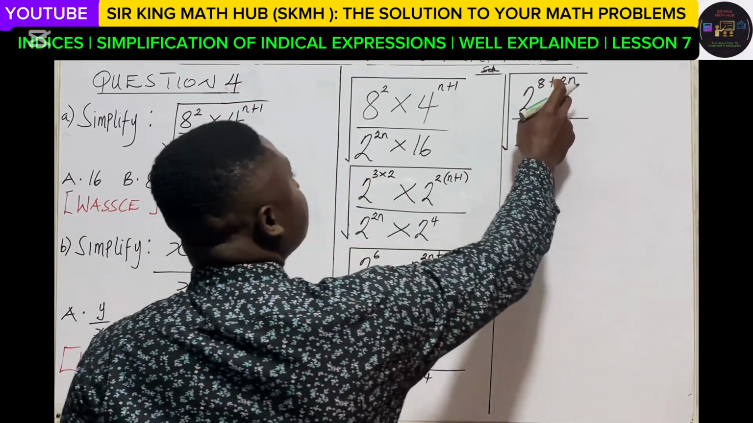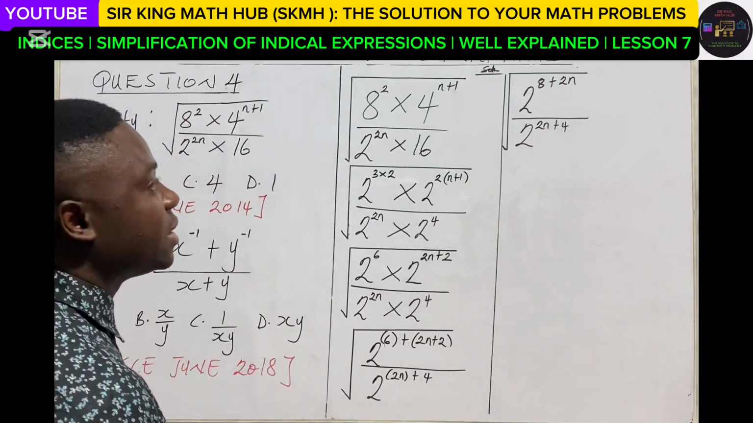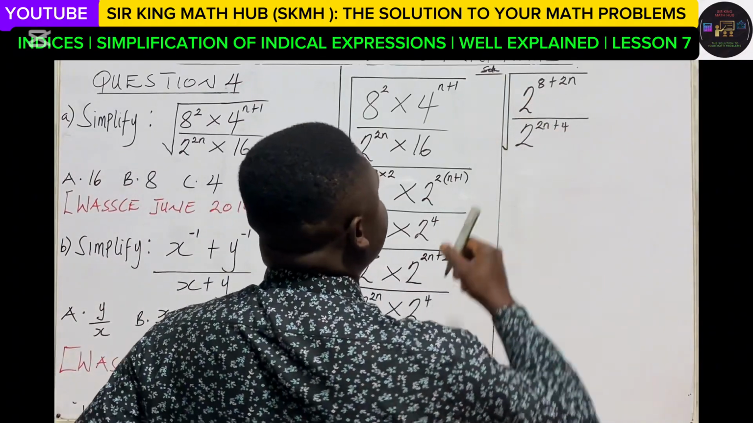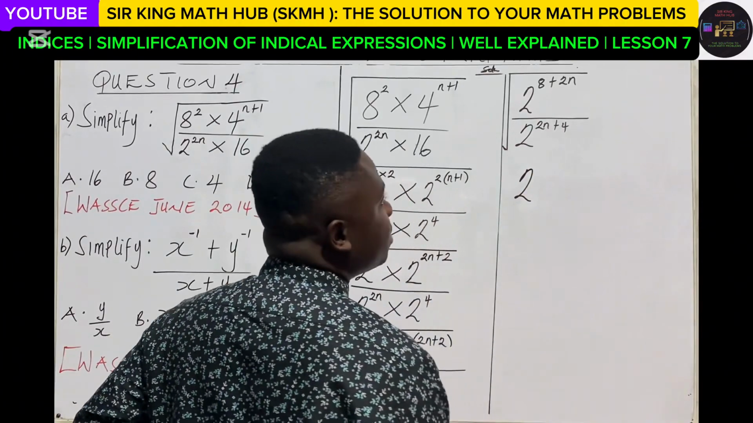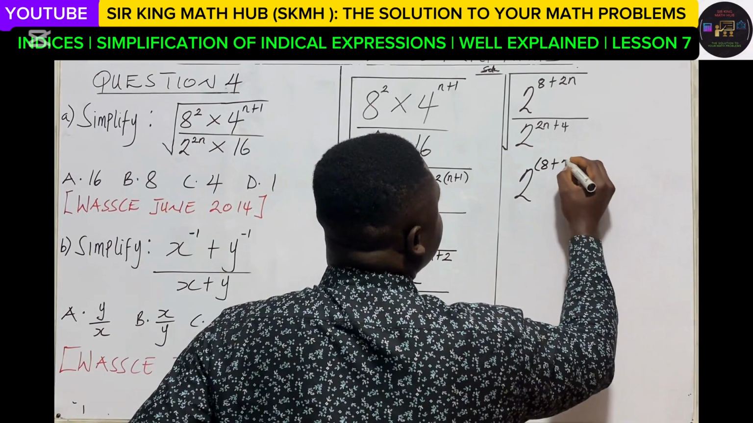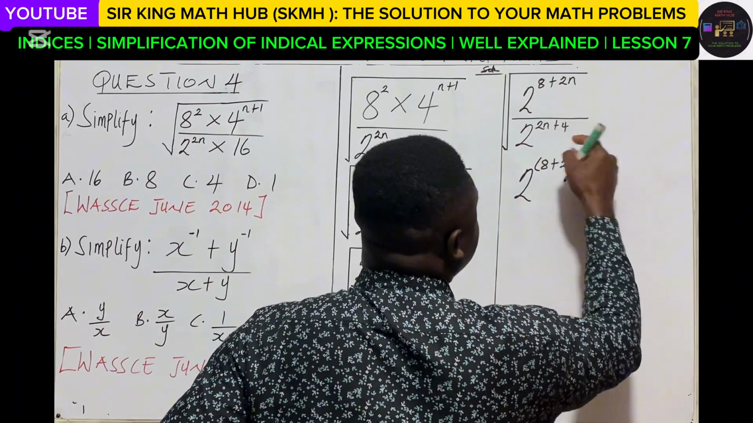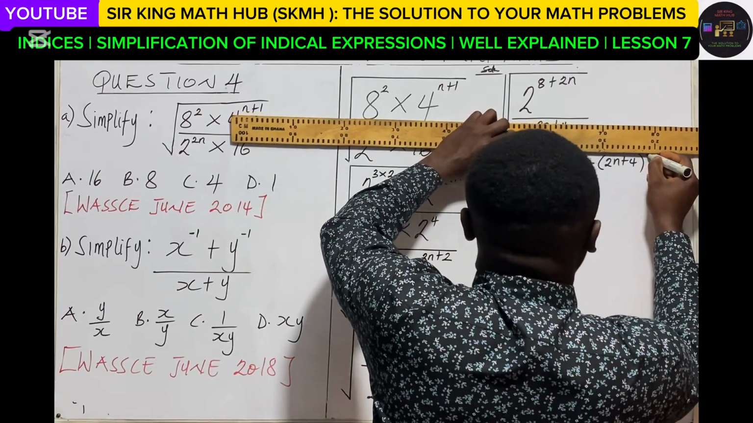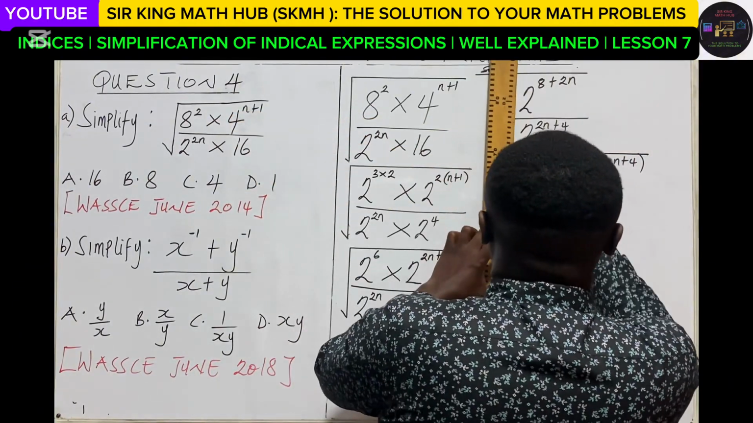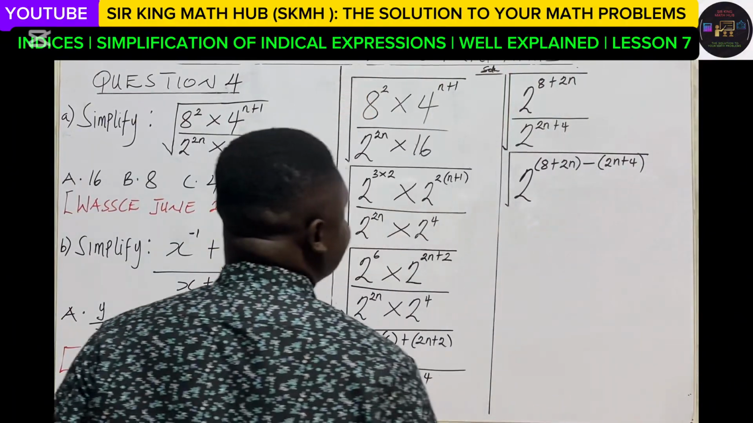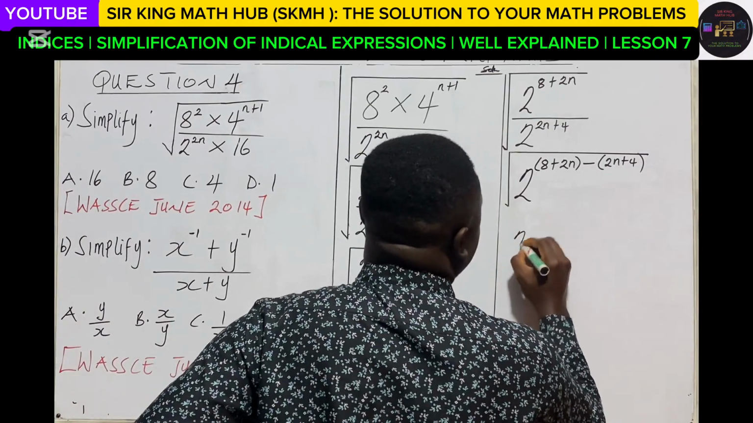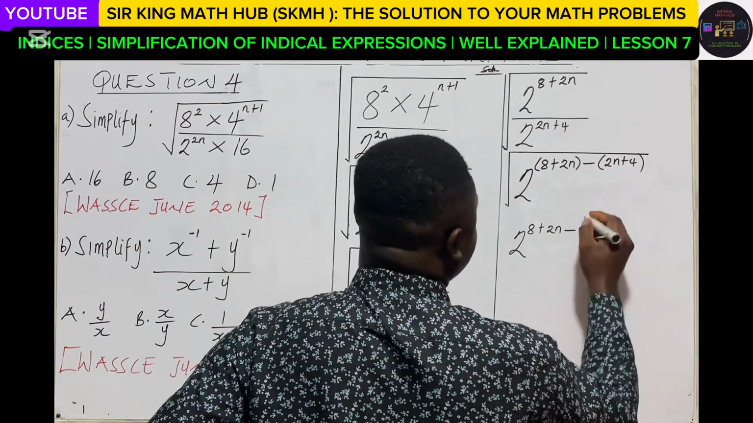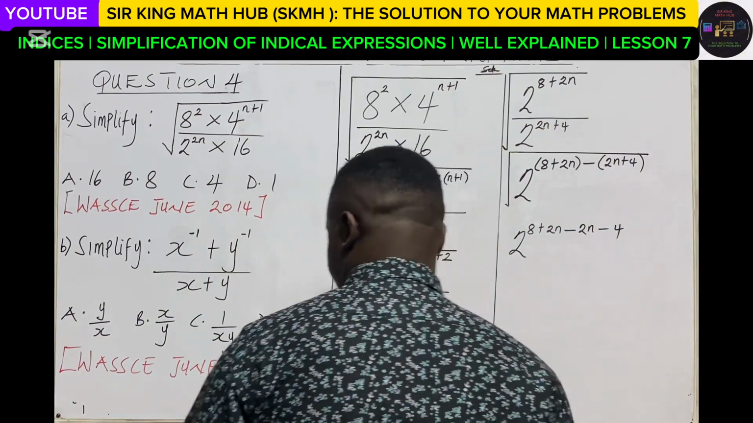Now, can we write this fractional index as a single index? Yes, we can do that. Again, the bases are the same, but this time they are dividing. So from the second law of indices, when the bases are the same and they are dividing, we write one of the bases, and this time we subtract the index. So the second index, 2n plus 4, inside the square root sign, remember. So we can simplify the index. So we have 8 plus 2n. When we expand the bracket, we have minus 2n minus 4.